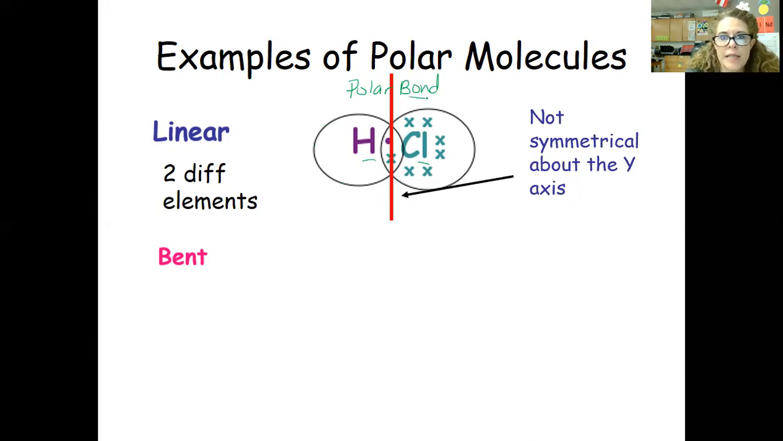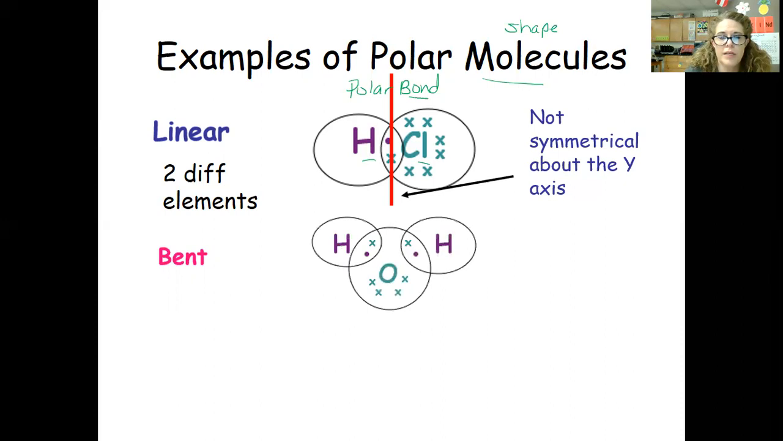So remember, bond: which elements are getting together. Molecules has to do with our shape. Right? In chemistry, shape is one of the driving forces of how things behave chemically and physically, as is in biology as well. Now let's look at something that has a bent shape with two different elements again. So again, here is water, right? So here's H2O. This is HCl.